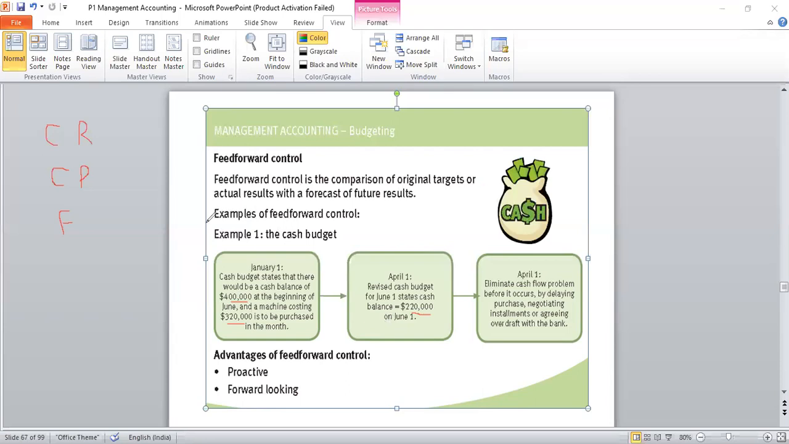If a deficit arises, then they can take measures by making arrangements. So that is looking forward, looking into the future and taking actions. And if something else happens, then they can also react to whatever change in the situation. Advantages of feed forward controls are that they're proactive and forward looking.